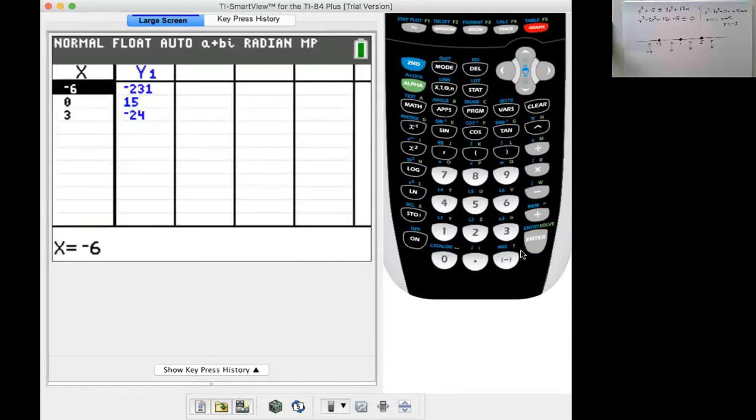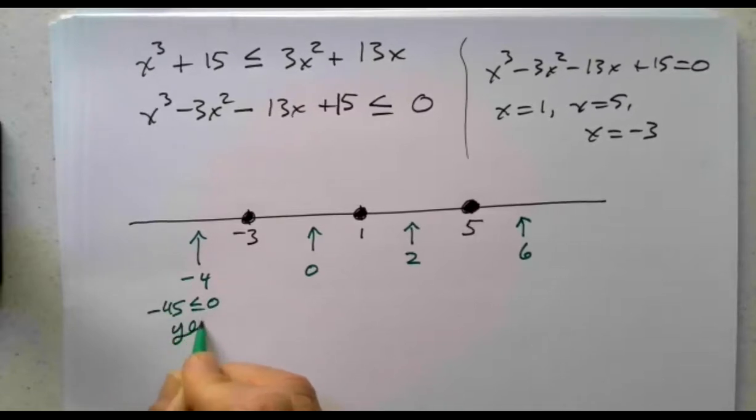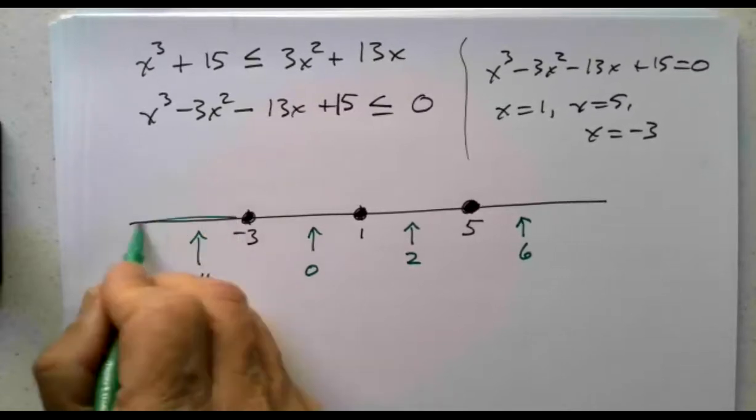So my first test number was -4. Is the result less than 0? I get -45. So when I plug -4 into that, I receive -45, which is less than or equal to 0. So that's true. That's yes. So I'm going to shade this way.